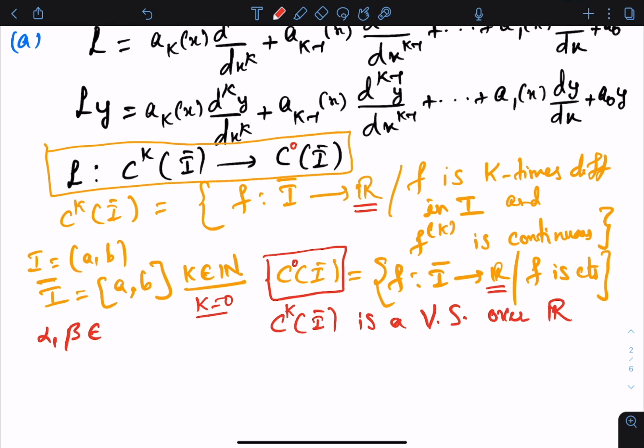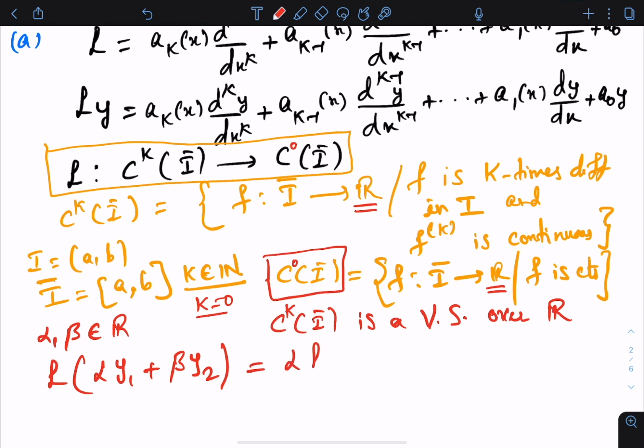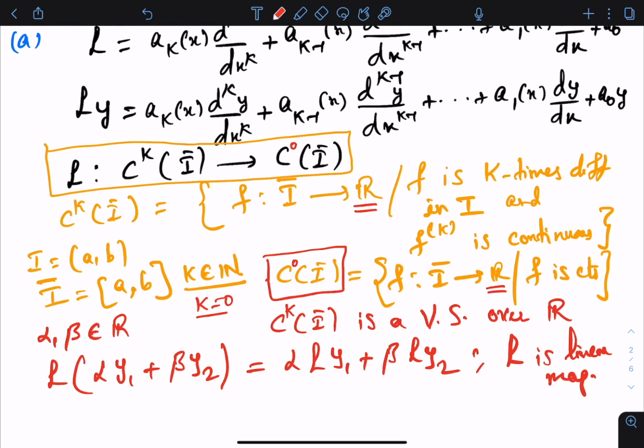So what should you check to verify that this L is a linear map? That for any alpha, beta in R, and for any elements y1 and y2 of C^k, it should satisfy this property: L of (alpha y1 plus beta y2) equals alpha Ly1 plus beta Ly2. If this property is valid, this means that L is a linear map, right?